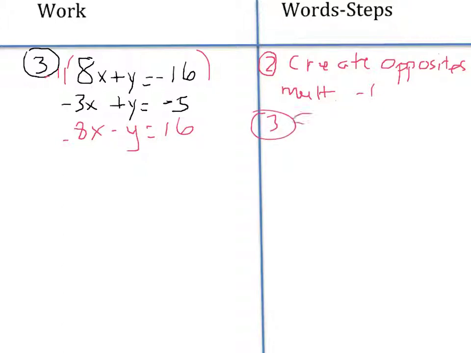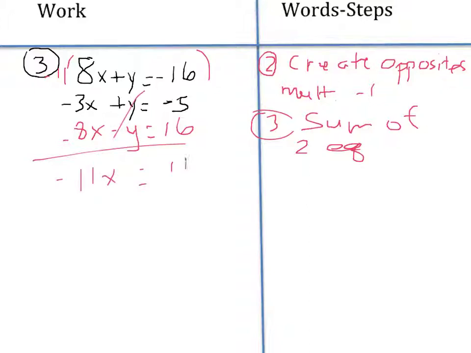Step 3 is to find the sum of the two equations, or add the two equations together. Then we're going to have -11x, the y's went to 0, equals 11, and therefore x equals -1. And if we get an x, we must get a y, because that means these two lines are intersecting, and we have to represent the point that's the solution to the system.